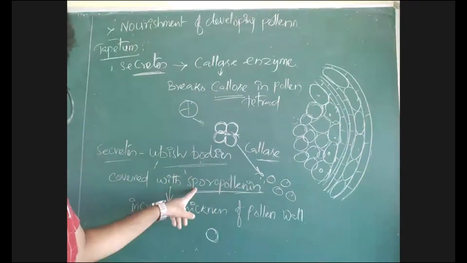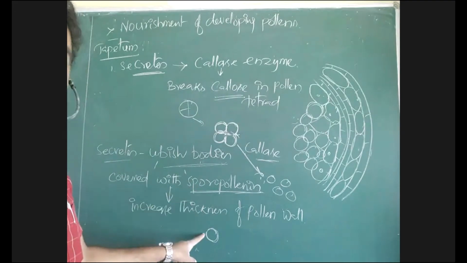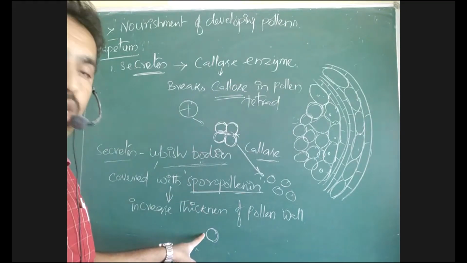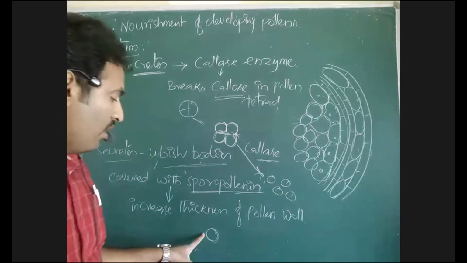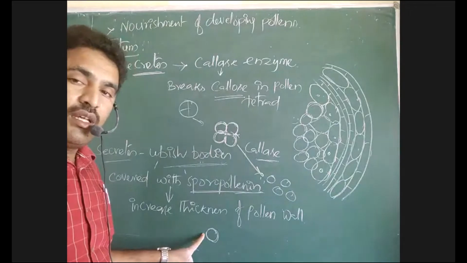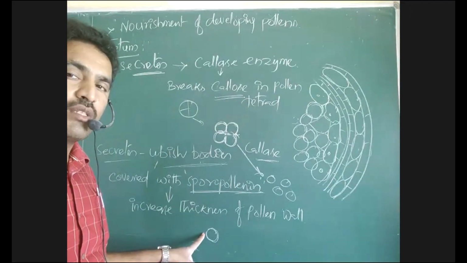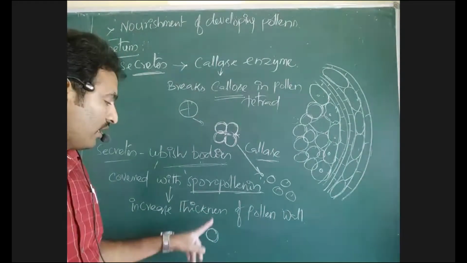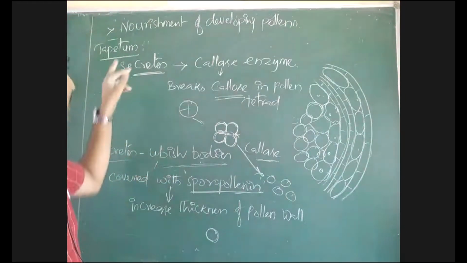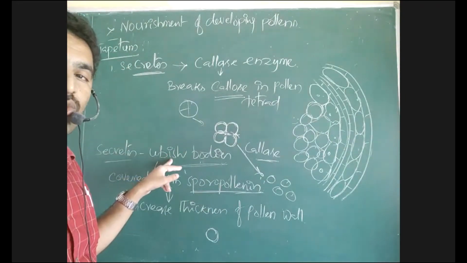With the help of sporopollenin as the most resistant chemical substance, the pollen grain has a very long viable period. That means pollen grains can be active for very long times, even thousands of years, due to the presence of sporopollenin. Okay, here the tapetum is secreting structures called Ubisch bodies.